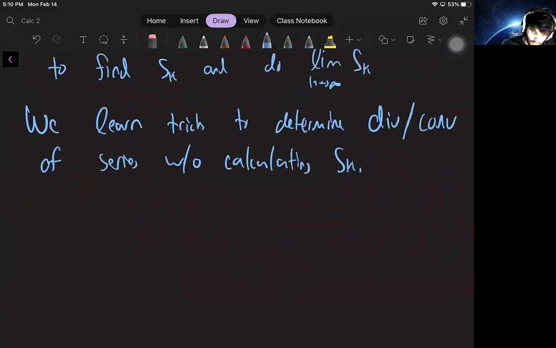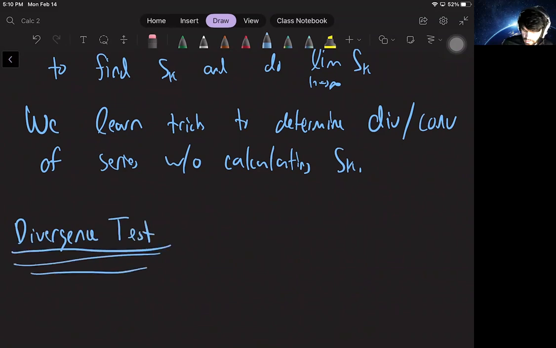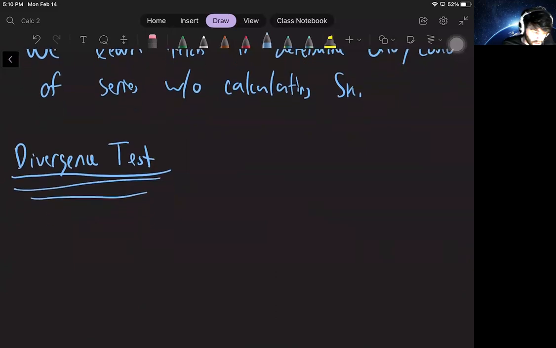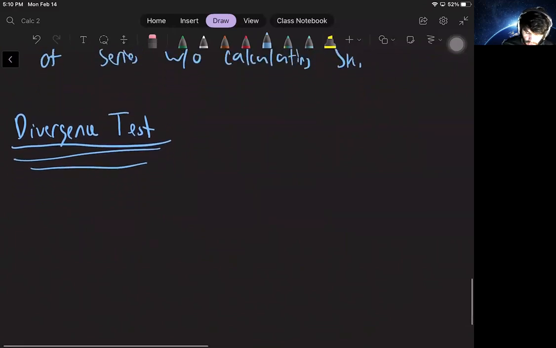Okay, so here's the first trick. It's called the divergence test. So based on the name, you should be able to guess what it does. It tells you immediately if a series diverges. So you can never use it to show convergence. Keep that in mind. If you ever use this thing to show convergence, if you ever say blank converges by the divergence test, then that's way off. You're going to get a big 0 because it just cannot happen.